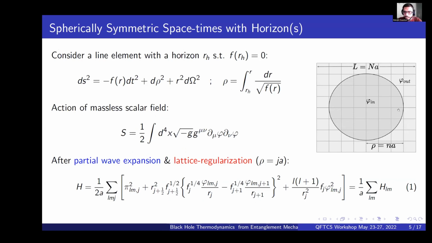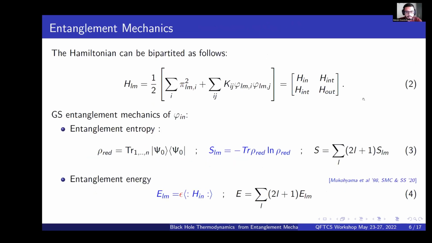So entanglement entropy measures the net change in information content when you bring in this horizon, whereas entanglement energy is supposed to capture the net change in the vacuum energy of the system. And this provides the foundation of what we call entanglement mechanics.